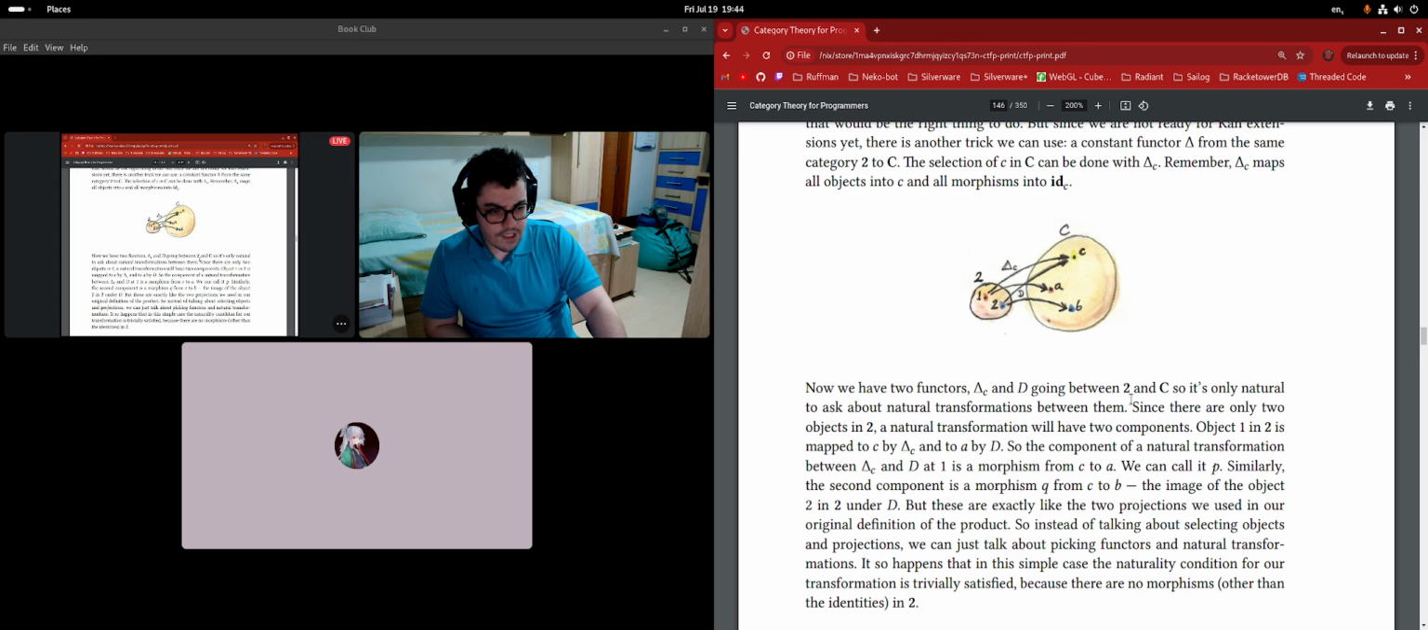Since there are only two objects in category 2, the natural transformation will have two components. Object 1 in category 2 is mapped to C by delta C and to A by D. So the component of the natural transformation between delta C and D at 1, we can call it P, right? It is a morphism from C to A.